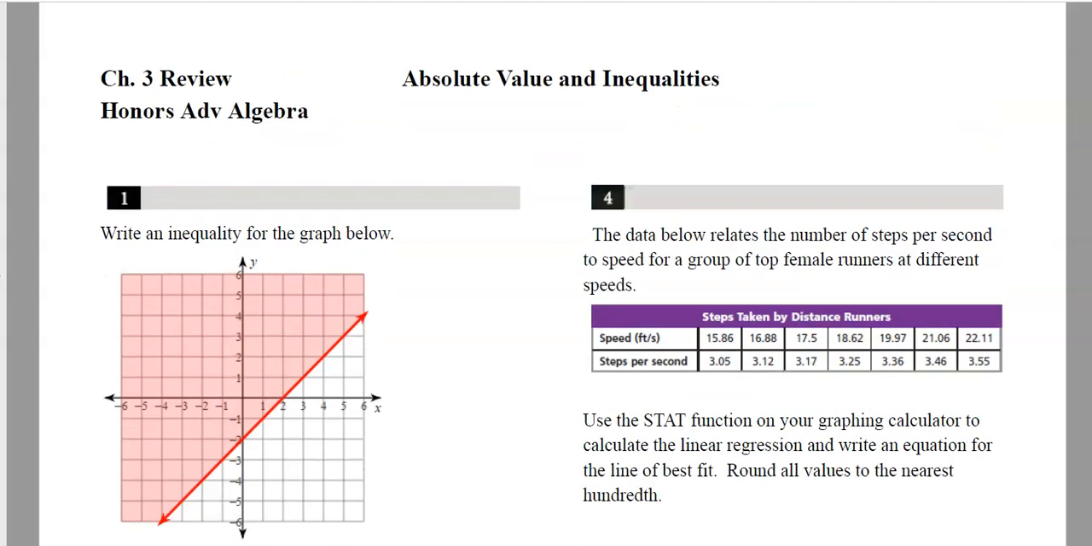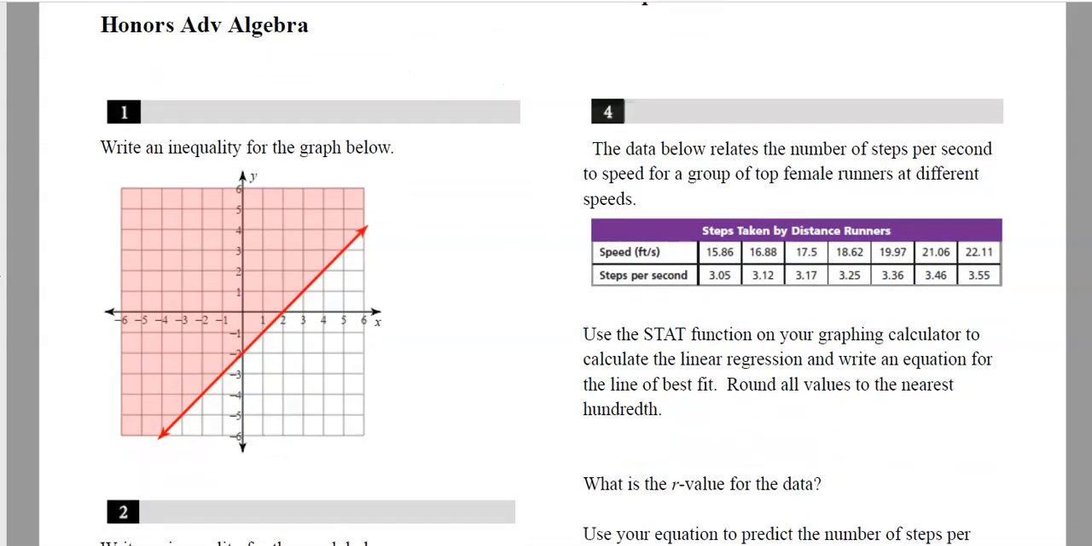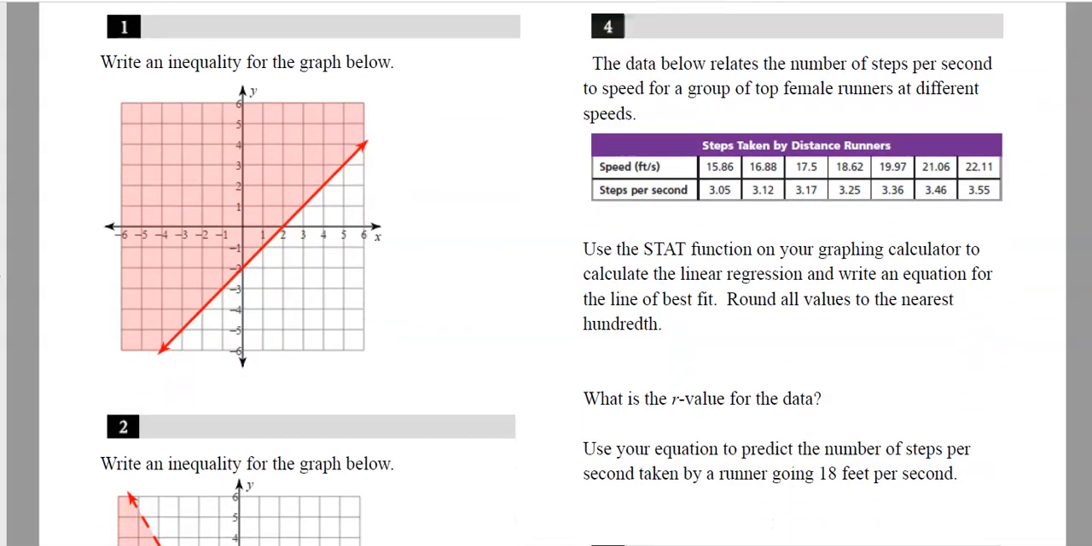All right, here we go. We got chapter 3 review. So this is all about absolute value and inequalities, kind of those weird situations that come up that we have to kind of deal with, a little linear regression. So here we go. Number 1, write an inequality for the graph below.